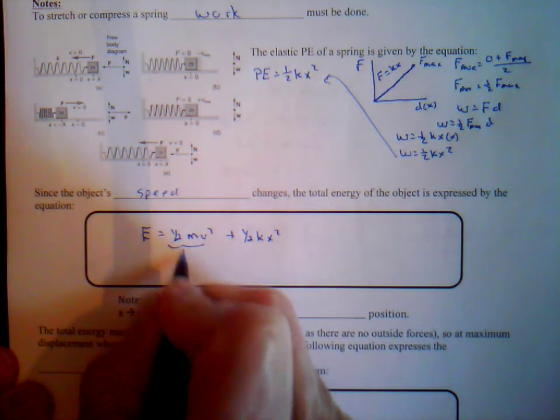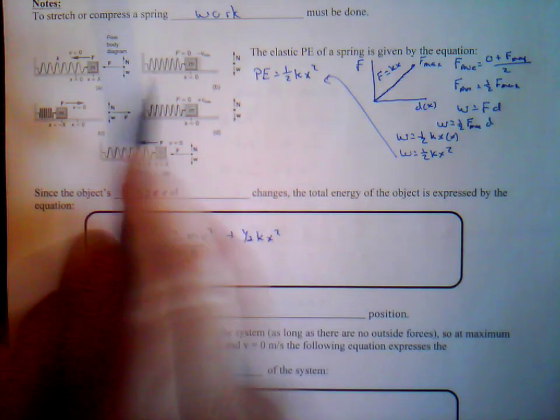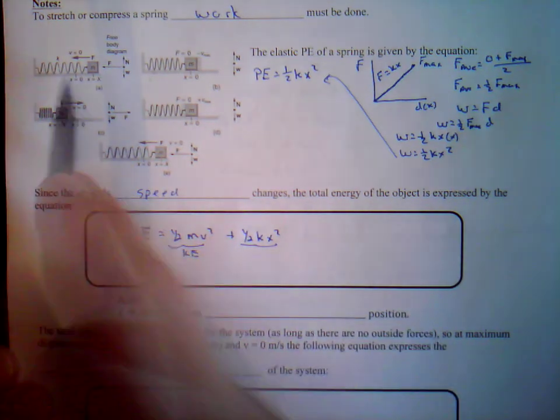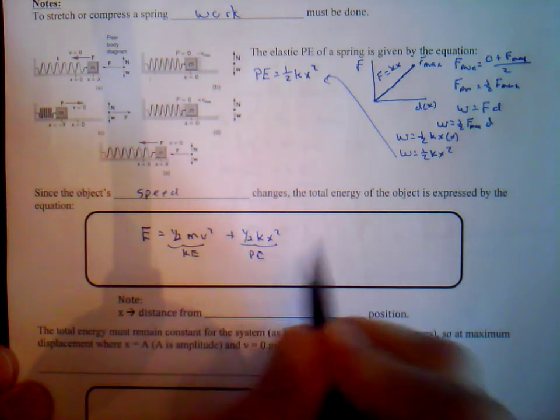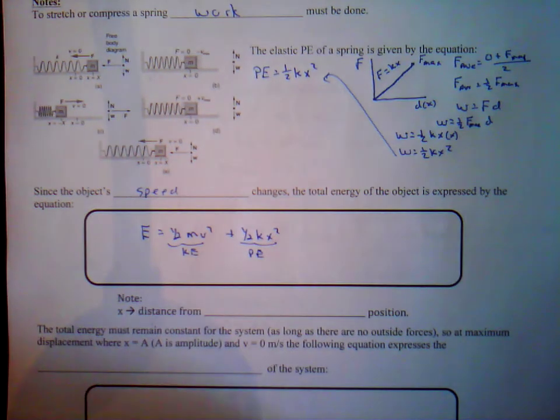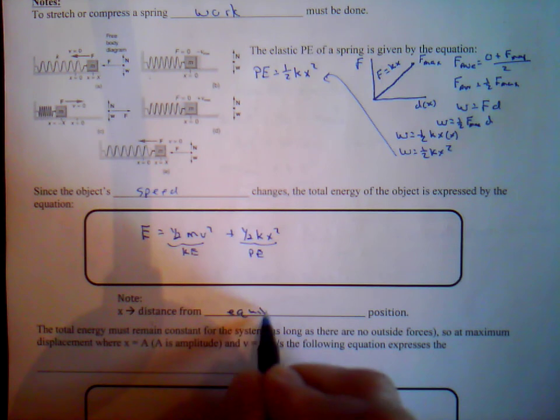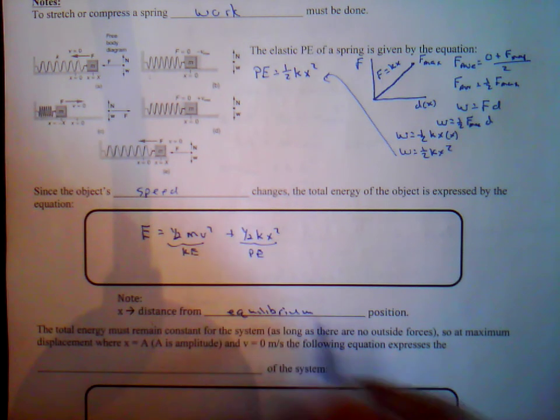This is the kinetic energy. If it's moving anywhere during this path, it has kinetic energy. And if it's anywhere other than its equilibrium position, it also has potential energy. Okay? So the total energy is the sum of the kinetic and potential energy. Note, x is the distance from equilibrium position. This is always from the equilibrium position.